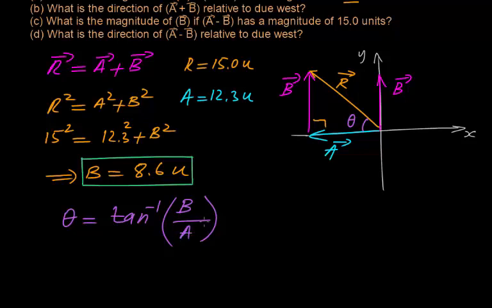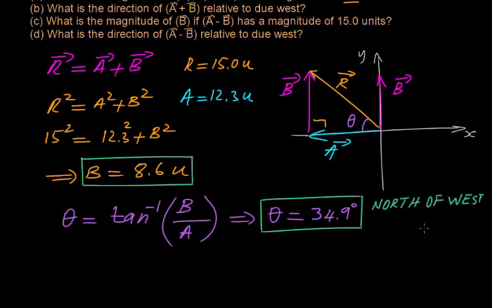We know the magnitude of B, we just solved for it, 8.6. We know A is 12.3. Put those together and solve for theta, and theta is going to equal 34.9 degrees north of west.